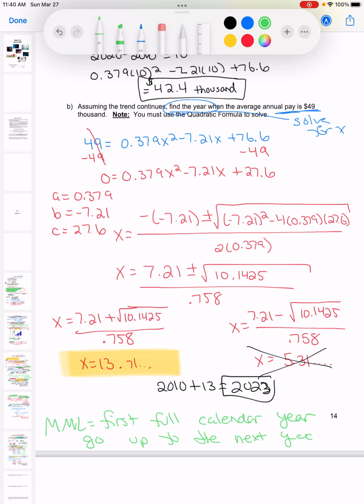And just to give you a little bit of reason why, this happens in 13.71. So that's in like the fall of the year. Let's just say September of that year. So that wouldn't have been the full year. It wasn't going on in January, February, March, and April. So the first full calendar year would include all those months. So we would go up to the next year. It's not even really rounding, it's just going up 1 year. So we get that full calendar year.